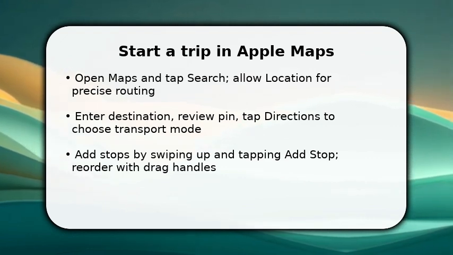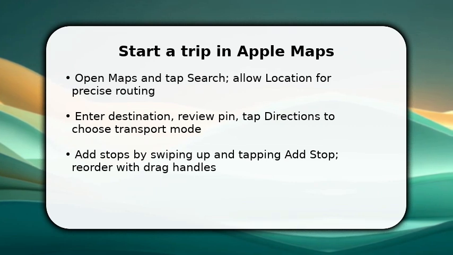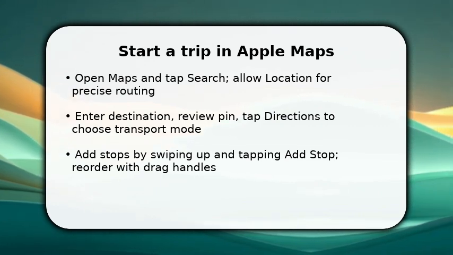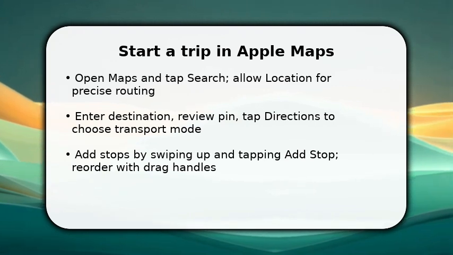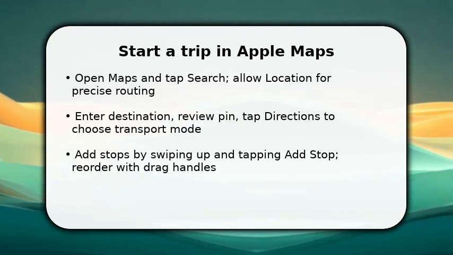Make sure to add intermediate stops. Swipe up on the route card, tap Add Stop, then type or pick saved places. This gets your multi-stop itinerary started with accurate distance and time estimates.